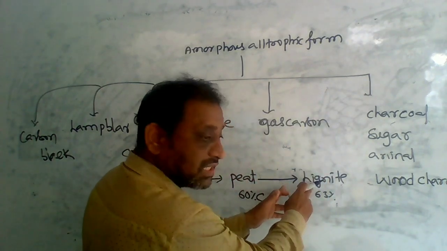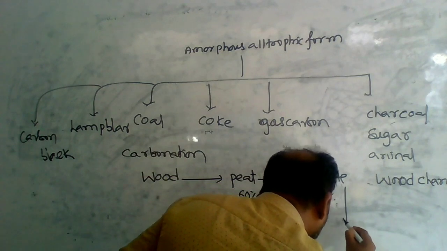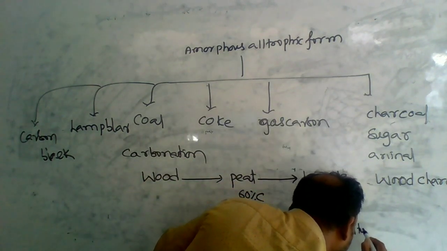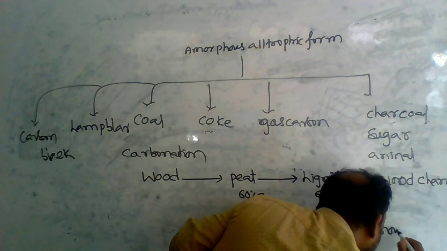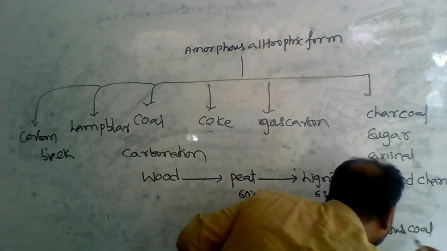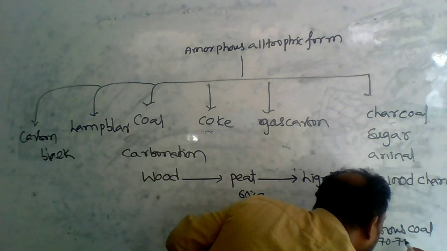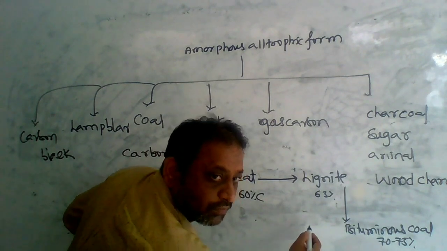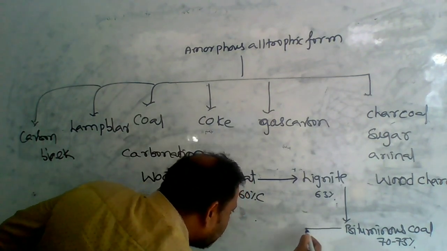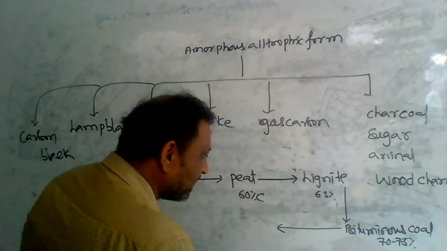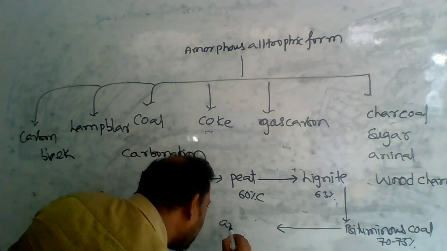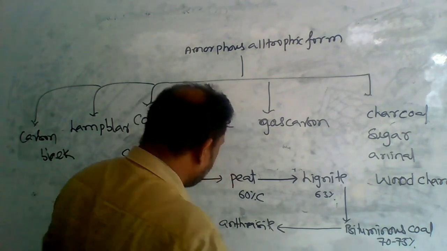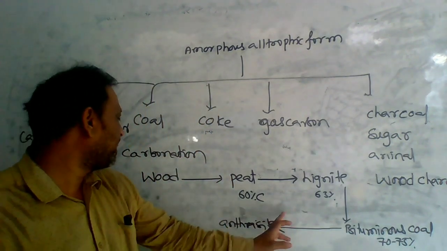Lignite, under high temperature and high pressure, is further converted into bituminous coal. Bituminous coal contains nearly 70 to 75% carbon. This bituminous coal is further changed into anthracite coal under high temperature and high pressure.